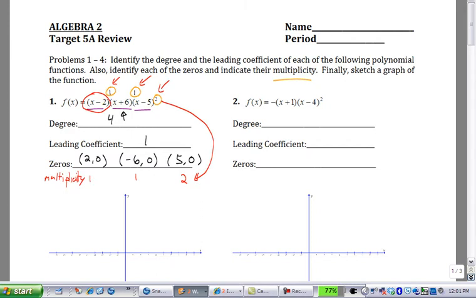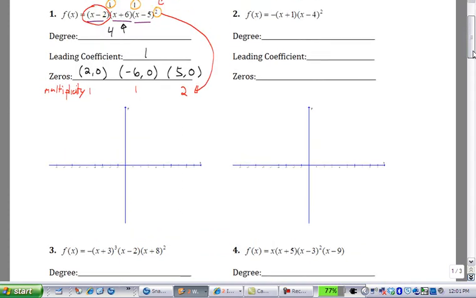Now the only reason you'd care about multiplicity is because when you go to sketch the graph, if it's an odd multiplicity, your curve will pass through there. If it's an even multiplicity, it'll bounce off. It's just the exponent, right? Just the exponent on the factor.